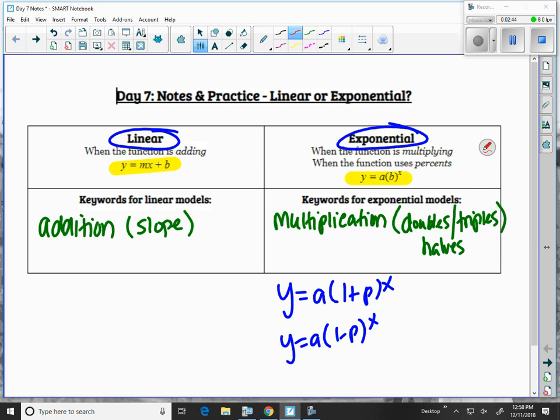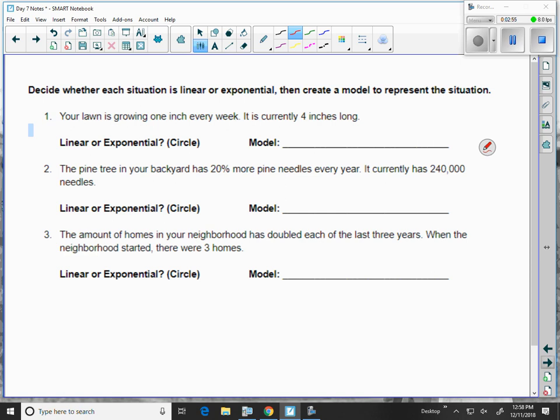All right, so those are the two big things I want you to look for: are we adding something over and over again, or are we multiplying over and over again? Okay, so that's what I would look for there. So let's dive in here.